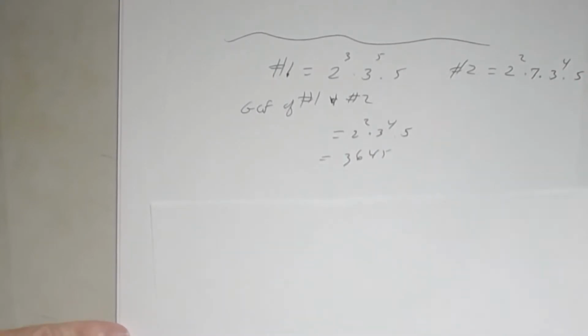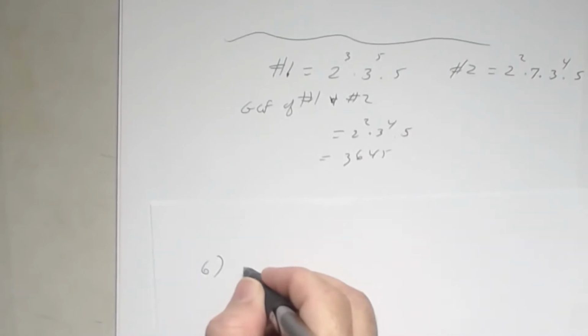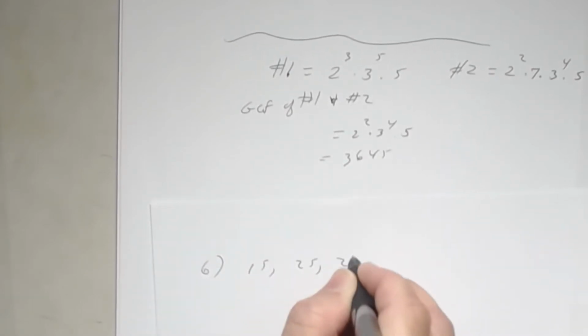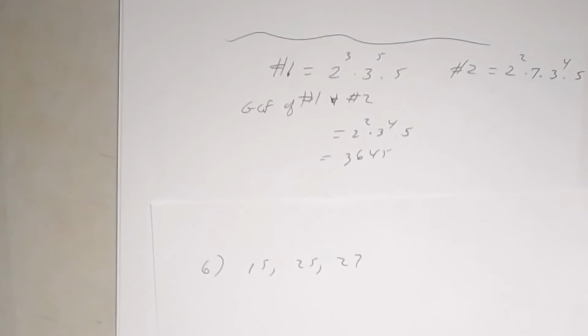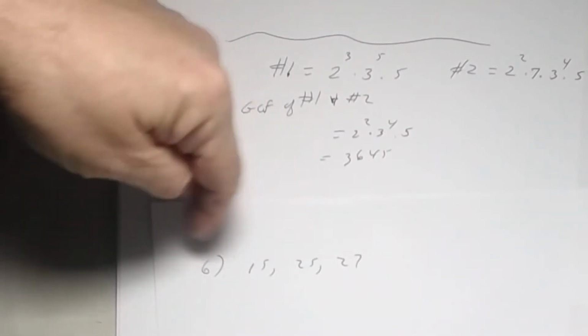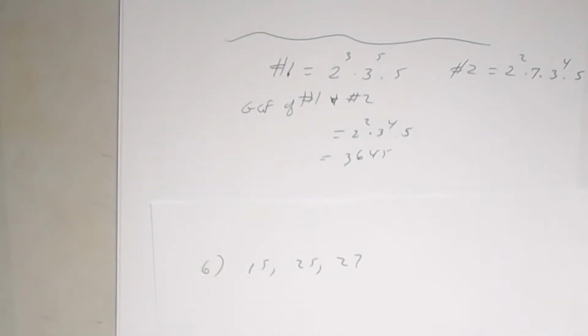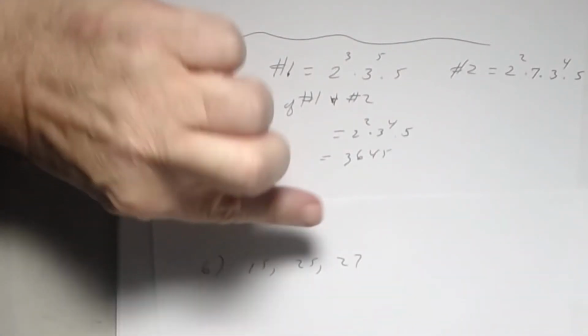Okay, now let's look at number 6. You have 15, 25, and 27. Remember you're going to be dealing with polynomials, and these polynomials can have 3 terms, 4 terms, 5 terms, a bunch of terms, and those terms are going to have coefficients. Let's say I have these 3 coefficients. You have to find the GCF of those coefficients. So what's the largest number that goes into 15, 25, and 27?